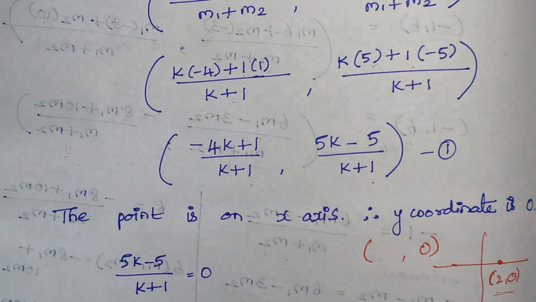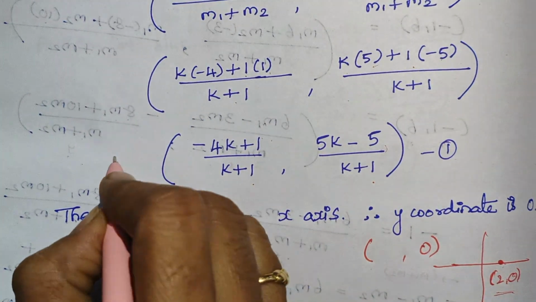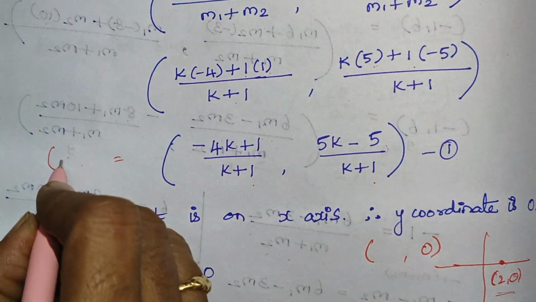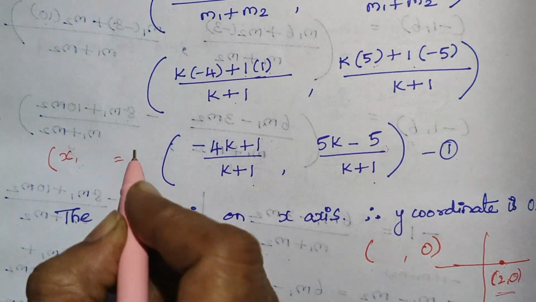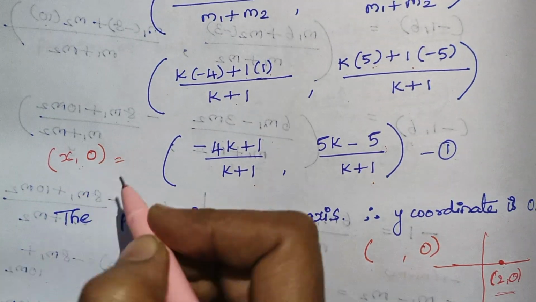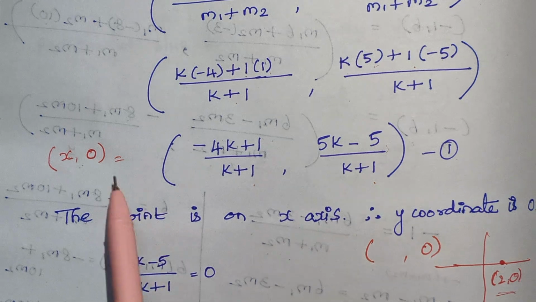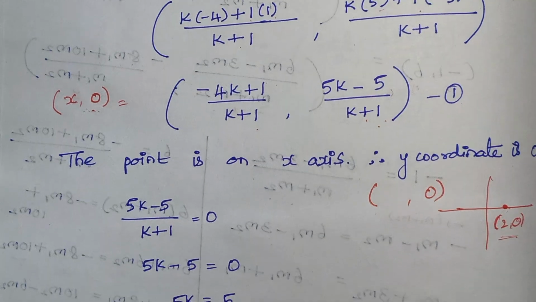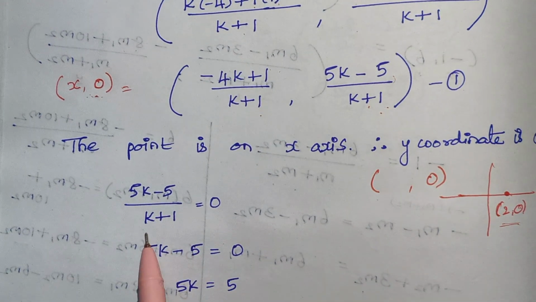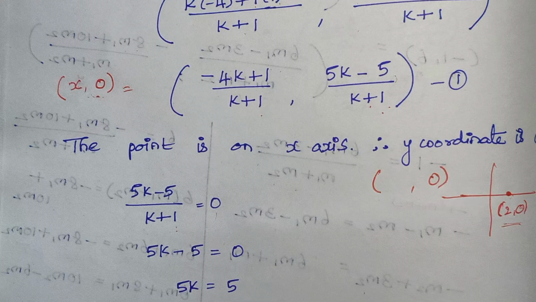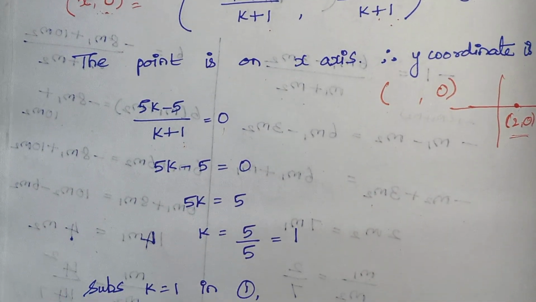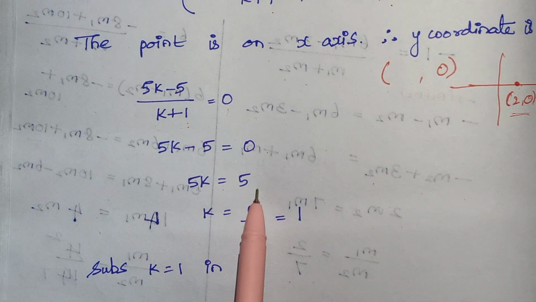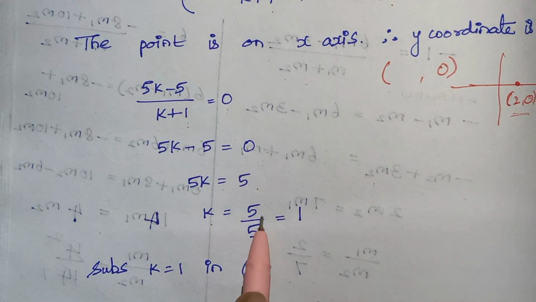So here the thing is, again the same part: the point is on the x-axis. So here we will have some value of x, but the value of the y part is 0. So now I am equating this y part. So 0 is equal to 5k minus 5 by k plus 1. And when I move this part over here, this becomes 0. And finally 5k minus 5 is equal to 0. Therefore 5k is equal to 5. Then what about the value of k? It is 1.